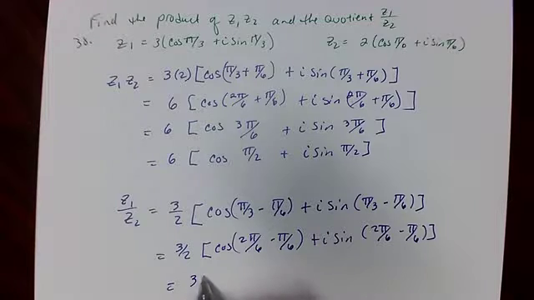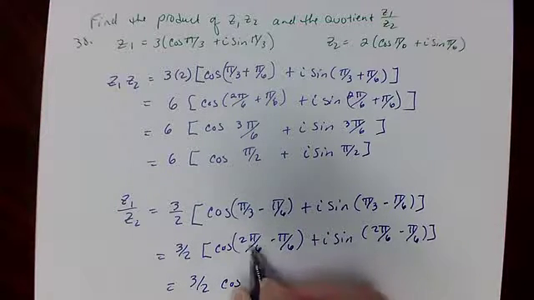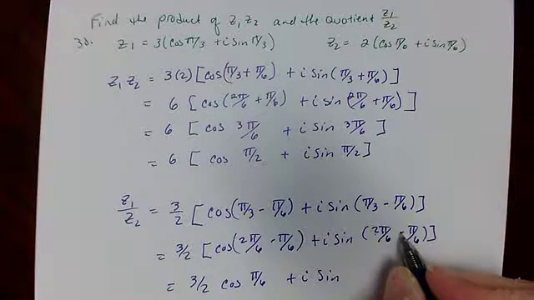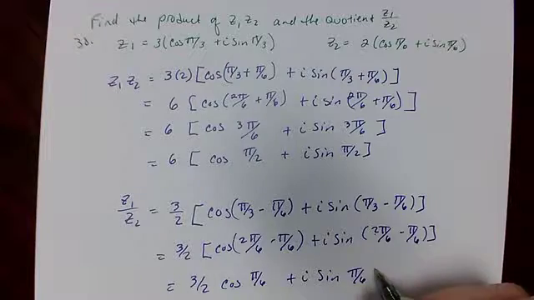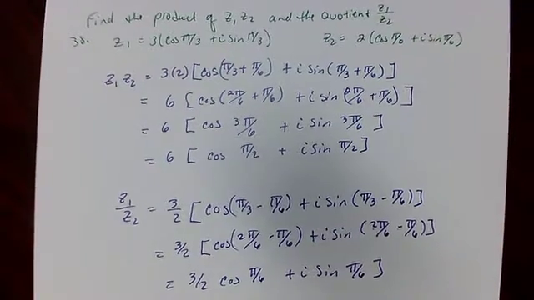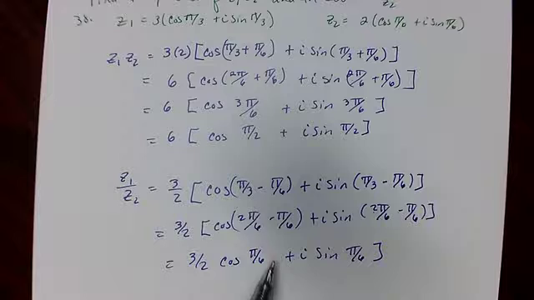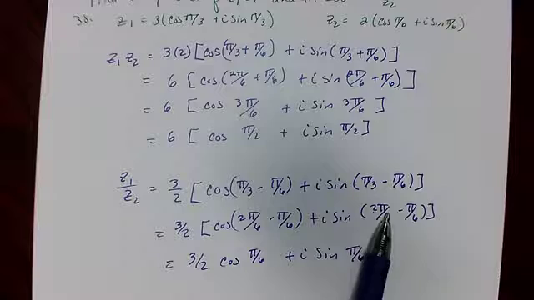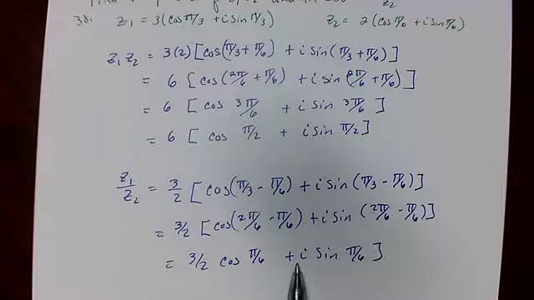So this will get us 3 halves. Cosine 2 minus 1 will get us 1 pi over 6 plus i sine 2 minus 1 will get us pi over 6. Now, if this had been the other way around and we would have gotten a negative pi over 6, remember on cosine we have even functions and the negative will disappear. And here, with sine being an odd function, the negative would have moved out front. So make sure you pay attention to that.